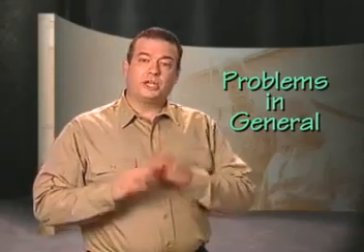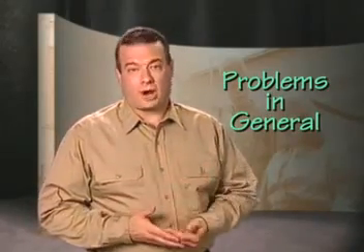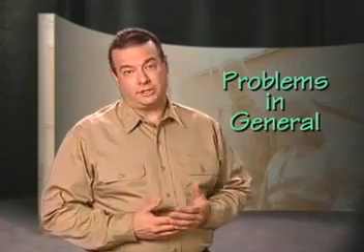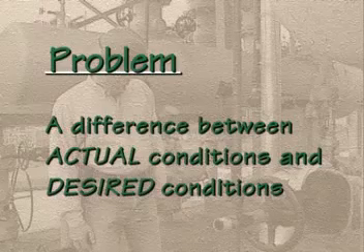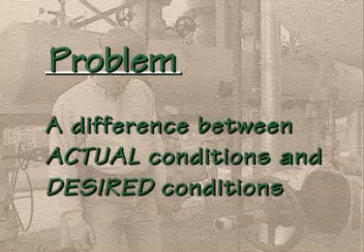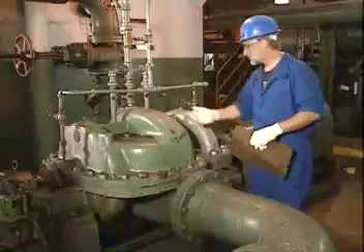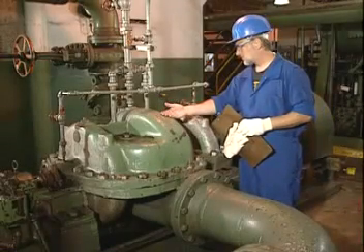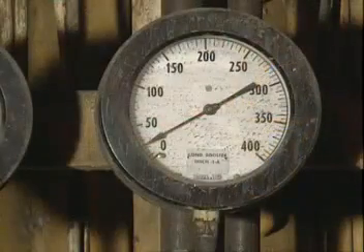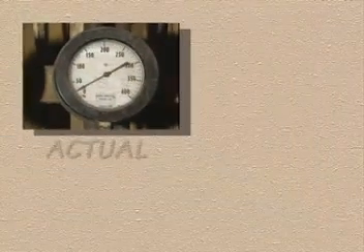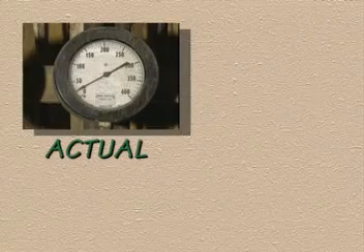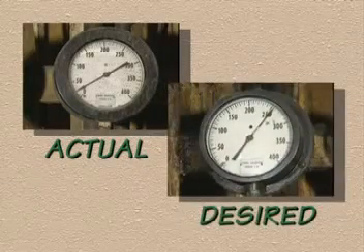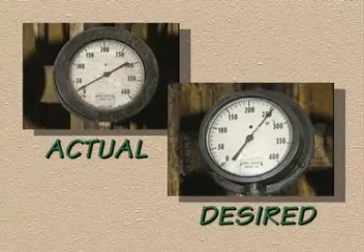So that we can deal with problems in a general way, we need to define the term problem in a way that can apply to a wide range of situations. With this in mind, the term problem can be defined as a difference between actual conditions and desired conditions. For example, in an industrial plant, there may be a difference between how much fluid a particular pump is moving and how much the pump should be moving. In this case, the actual condition is the amount of fluid moving through the pump, and the desired condition is the amount of fluid that should be moving through the pump.